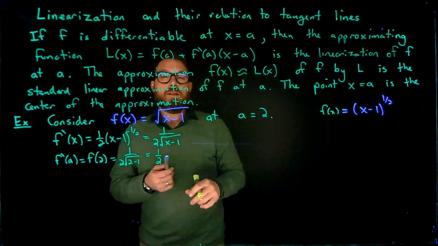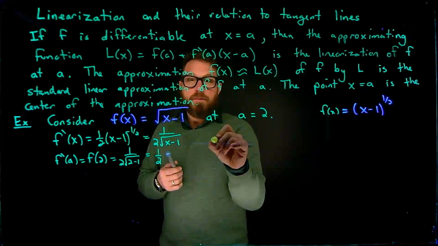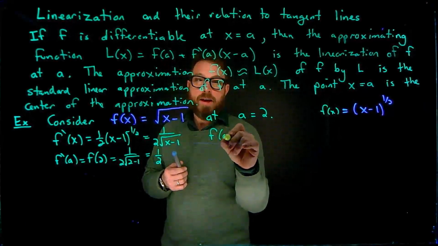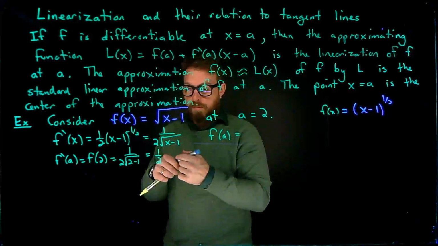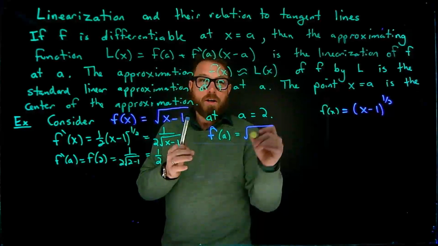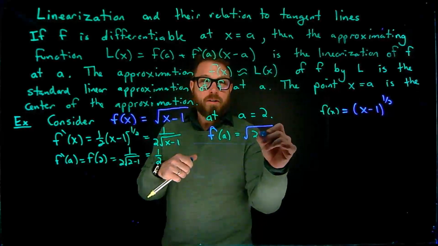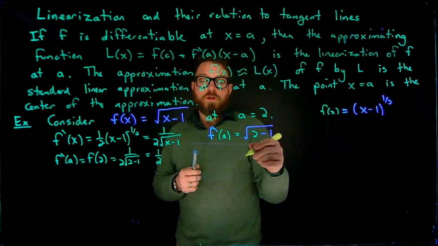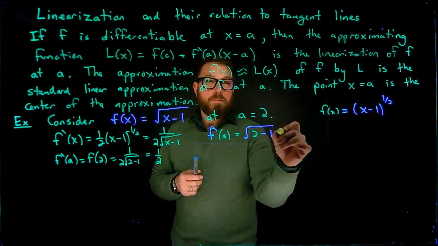I'm also going to need to know f of a. I found f prime of a, and I'm also going to have to find f of a. So f of a, remember, this really is the blue function. So this is the square root of 2 minus 1, and we know the square root of 2 minus 1 is just the square root of 1, which is equal to 1.